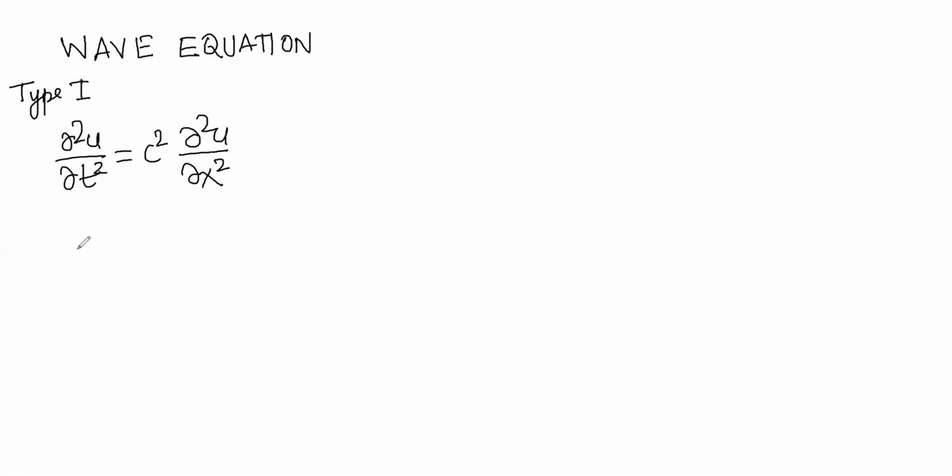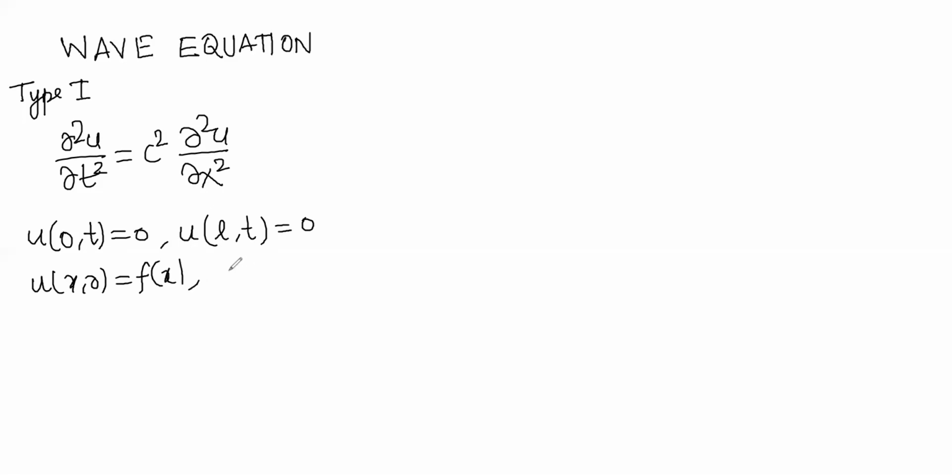So let me impose the conditions here. u at the initial end will be 0, and u at the final end will also be 0. So I say the length is L, and u(L, t) is 0. Now I'll impose one condition, u(x, 0) equals f of x, and the other condition will remain 0. Now let me explain all the factors which are involved here.